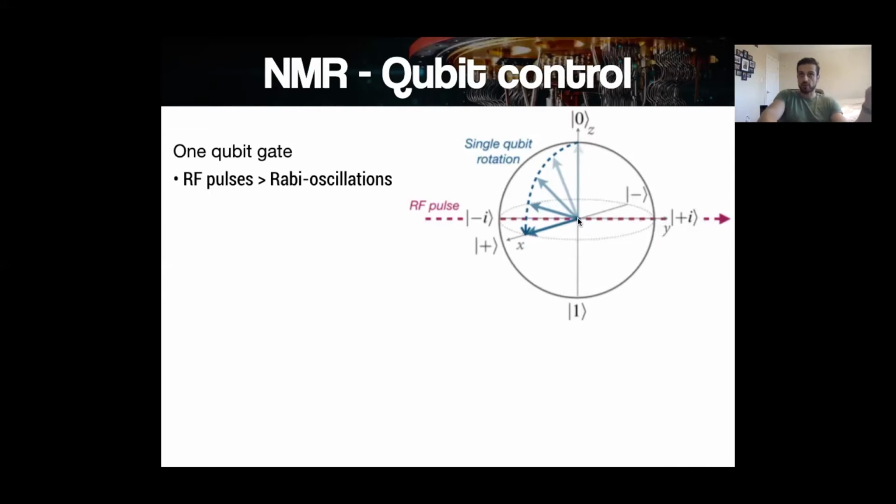So say I start originally along in the 0 state, and I want to rotate to the plus state. Well, I apply a magnetic field going from the negative y-axis to the y-axis, and I have to apply it for the right intensity and the right amount of time in which the qubit state rotates. Once it gets to this point, I stop the RF pulse.